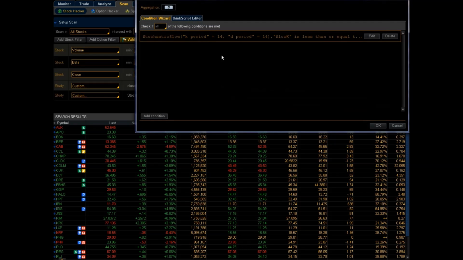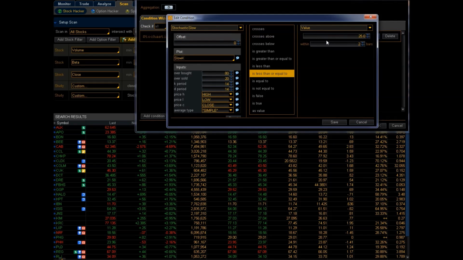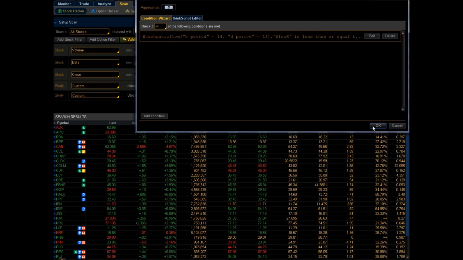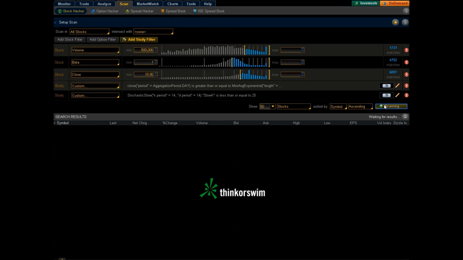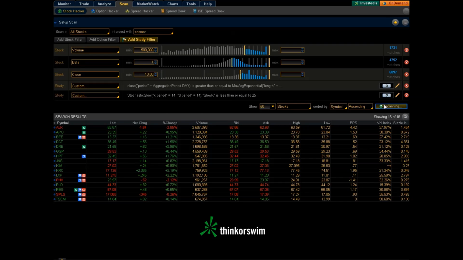Now, let me just fine tune this one here. Let's check for ones that have pulled back within the last one bar. Maybe that will sort of narrow our list down a little bit. And let's run a scan here and see. The last one brought up 33 stocks. This is bringing up 16. So this will just show the ones that have pulled back within the last one bar, which would be the last one day.